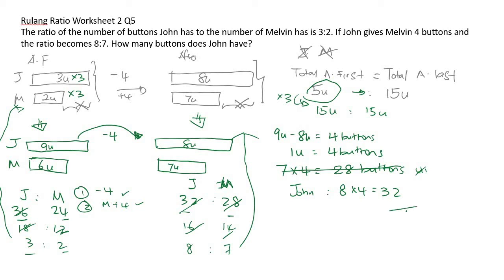So I know that John has 32 buttons. If we ask how many buttons John has at first, it will be 32 plus 4 equals 36 buttons. But now he has only 32 buttons.